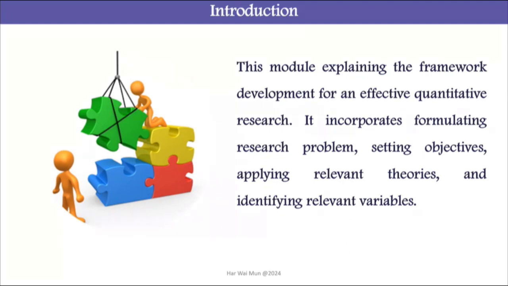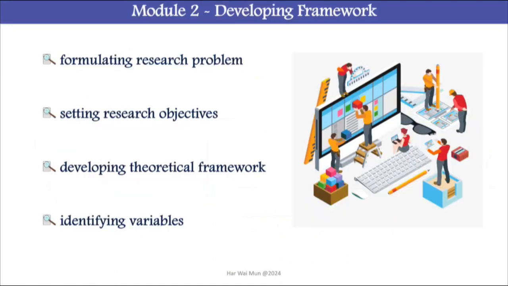framework. So the framework in this case includes formulating the research problem, as mentioned already in module 1, setting the objective, applying relevant theory, and identifying relevant variables, right? Mostly all of this has already been introduced earlier in module 1. So in this module 2, developing the framework, we will focus on these 4 items: research problem, research objective, theoretical framework, and identifying variables. Research objective in this case, we have to tally back with your research question.